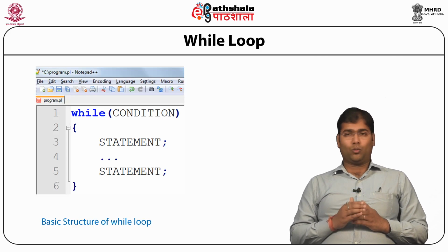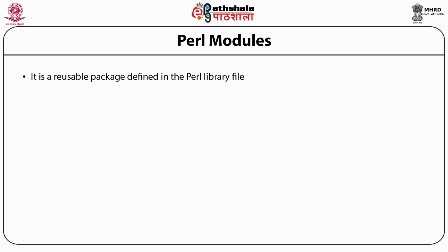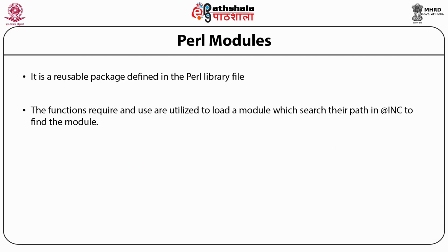Perl modules are reusable packages defined in Perl library files. To load these packages, two functions are there in Perl, namely require and use. They search for the module in the INC array of the Perl library. If it is not available, it gives an error message. So, before loading a Perl module, we need to install the Perl module in the Perl library. That will be discussed in the coming slide. To load the modules, both require and use function calls call the eval function of the Perl library to process the code.